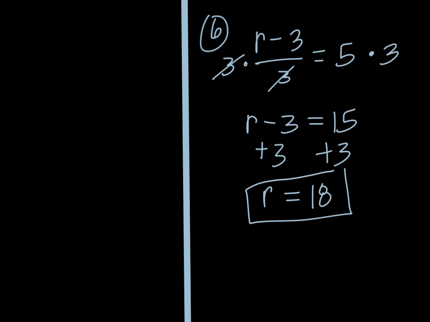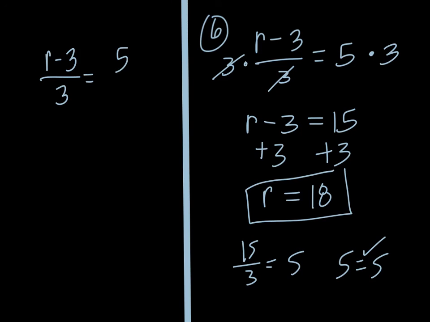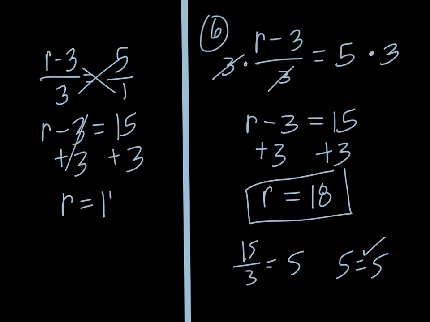If you check that, 18 minus 3 gives you 15. 15 over 3 does equal 5, so that's right. Another way, I've had students in the past solve it kind of like a proportion. So they would cross multiply, 3 times 5 is 15. Any number times 1, that's identity property, gives you that number. So r minus 3 equals 15. Add 3 to both sides, you get r is equal to 18. So both ways work.